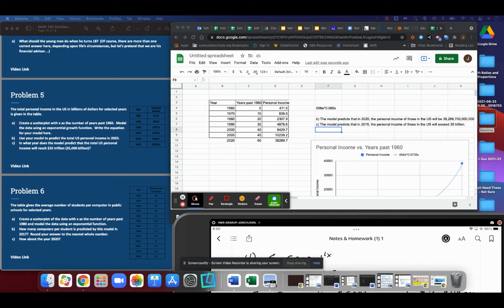All right, we'll be back for problem six in just a moment, and it's awfully late at night, so I'm sort of glad that I'm almost done with these problems for today.